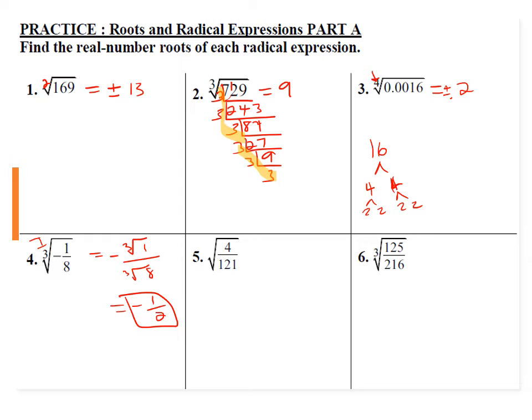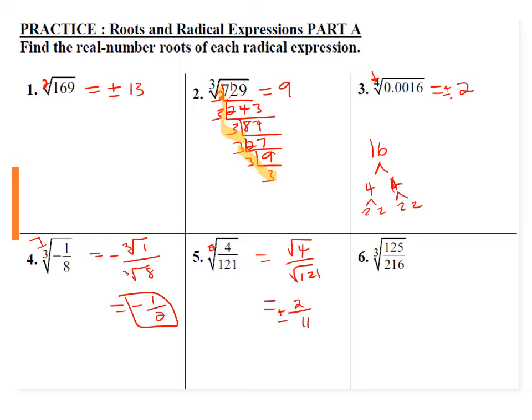And then here we have the square root of 4 divided by 121. Again, square root because there's no number there. So we have the square root of 4, square root of 121, which equals 2 over 11. And again, because it's an even index, it is plus or minus. So my solution is positive or negative.